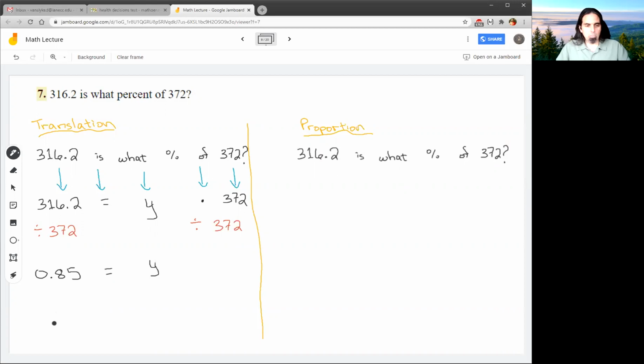So that's a valid bit of math, but I'm not done yet. What's my last step going to be? The percent. Yeah, whoever wrote this problem asked for a percent. So I need to make it a percent. This time I'm going into percent, right into percent. So I get 85%. Everyone who likes the translation method, okay? Yeah.